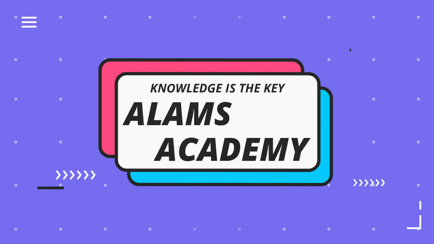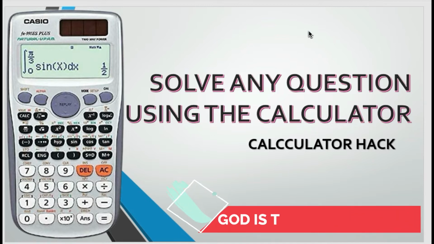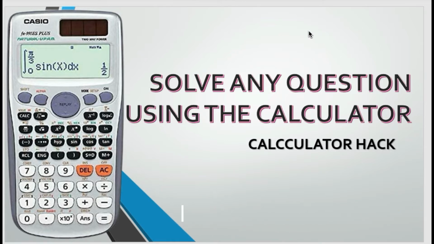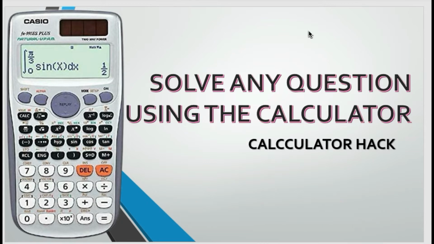This is Alam, and today our tutorial will be covering linear equations, quadratic equations, and simultaneous equations. How we can use a calculator to solve those equations to save our time in the examination hall. And so this is an easy mathematical trick that will help us to save time in the examination hall.